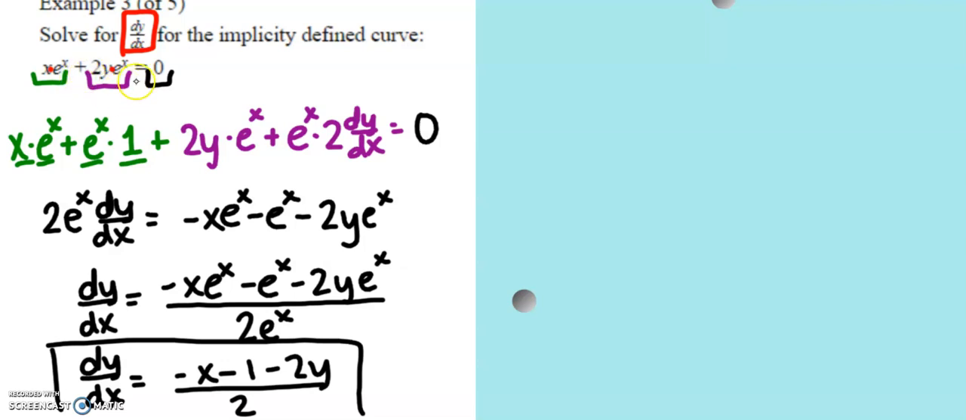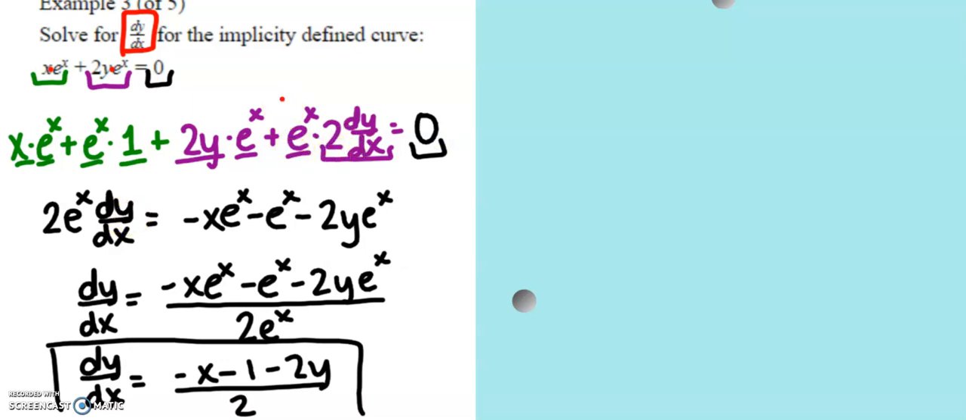Then the stuff banded together in purple needed another product rule. There's the first times the derivative of the second plus the second times the derivative of the first. Remember, dy/dx is necessary because you're taking the derivative of a function y as it relates to the variable x. And then the derivative of 0 is just 0. Our next step then is we want to isolate our dy/dx.